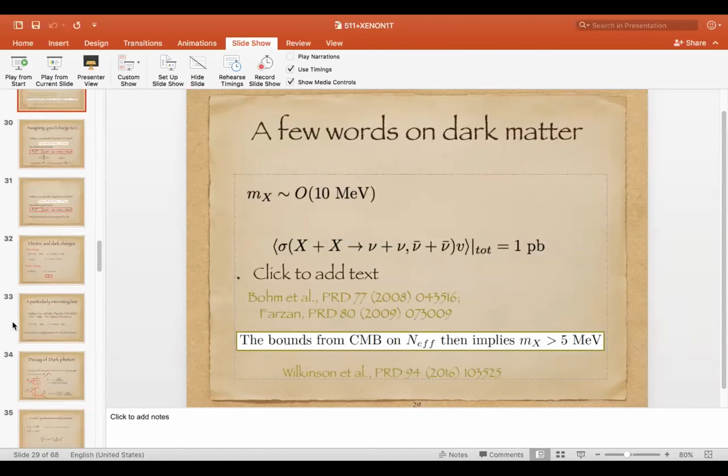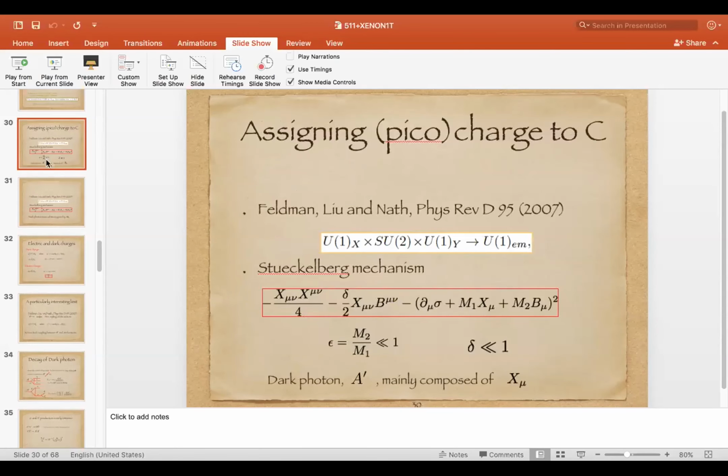Okay, so here are a few words on the nature of dark matter in this model. This dark matter can be identified with a SLIM particle, which was introduced in these two papers. And its main annihilation mode is to neutrino antineutrino, and its abundance is set by the standard freeze-out scenario.